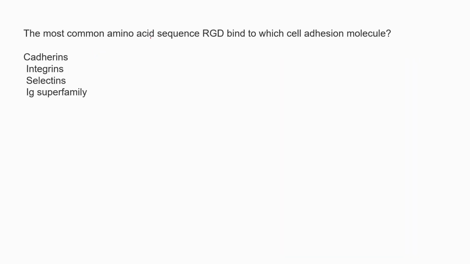Okay, now here is the next question. The most common amino acid sequence RGD binds to which cell adhesion molecule? The options are cadherins, integrins, selectins, or Ig superfamily, or immunoglobulin superfamily.